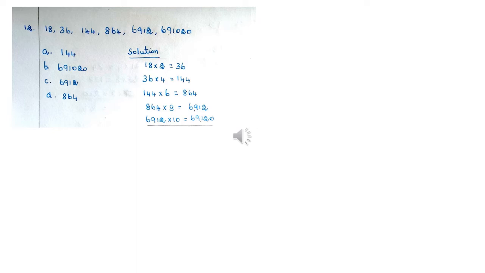12th problem: 18, 36, 144, 864, 6912, 691,020. Solution. 18 into 2 is 36. 36 into 4 is 144. 144 into 6 is 864. 864 into 8 is 6912. 6912 into 10, the answer is 69,120. But the given number is 691,020. So the wrong one is the last number.